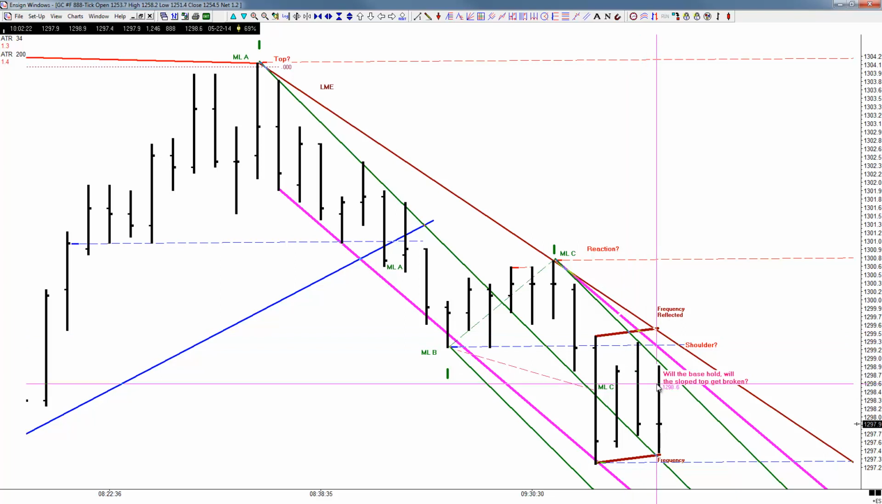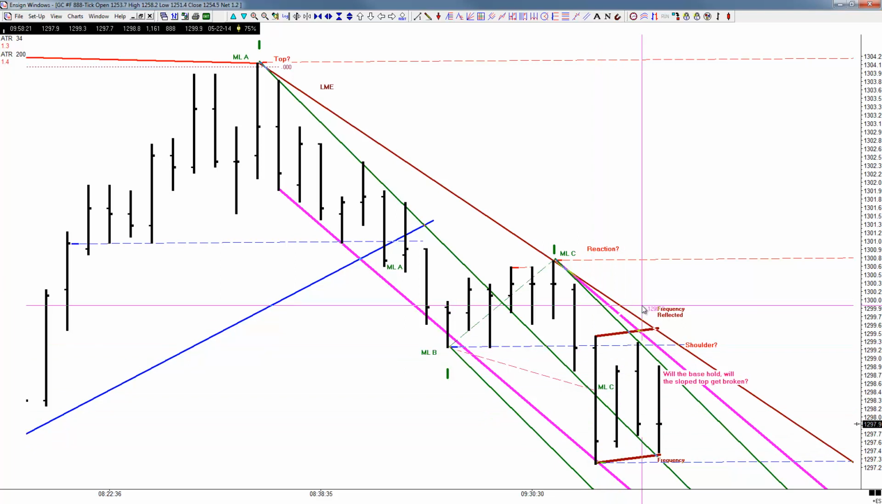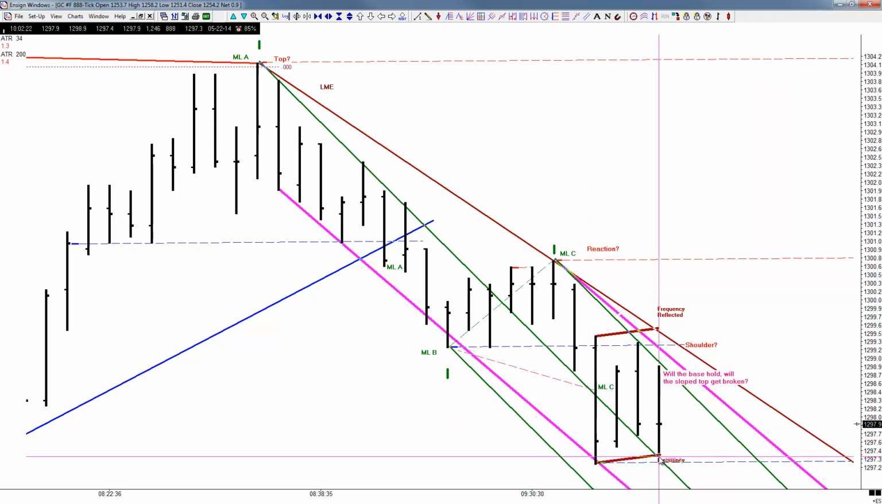And my real question is, is the base going to hold? And if so, will the slope top get broken? Now notice, we got up to the upper parallel and failed. And even though we made a new low, not low for the move, but took out this low, we still almost made it to the upper parallel. So now I'm not quite so worried.